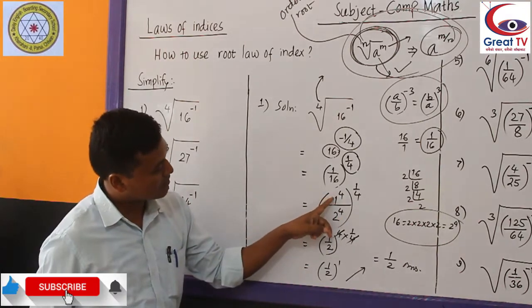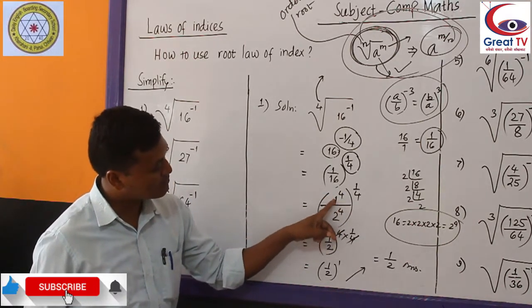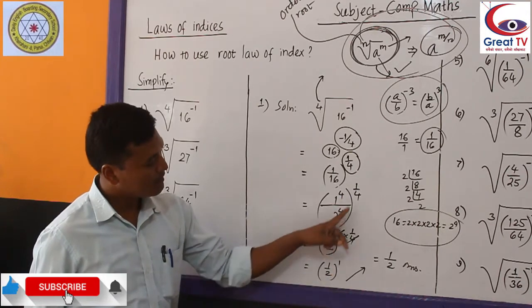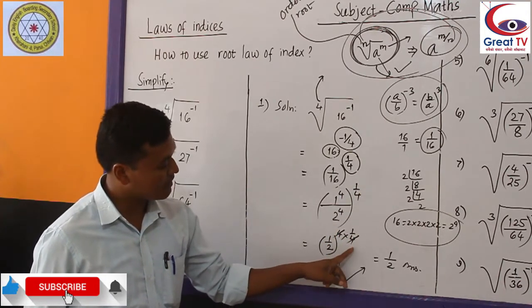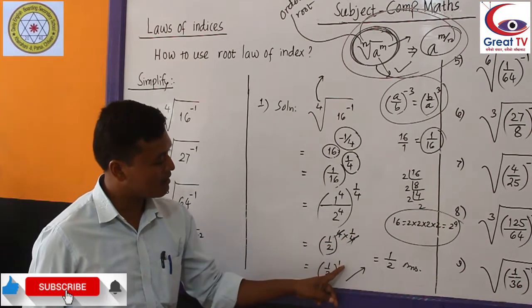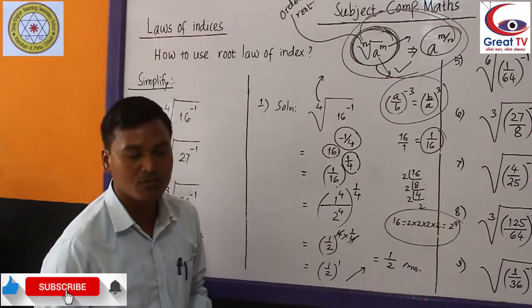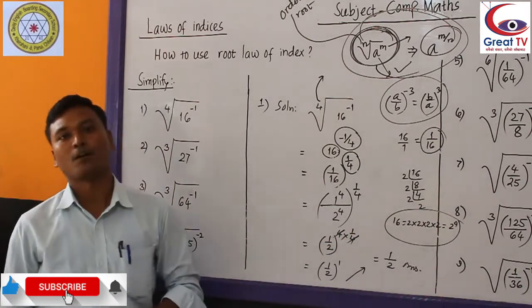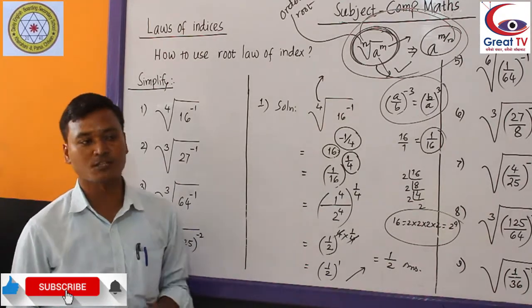Then we express them, we wrote 1 and 2 having equal powers. We wrote them into a single power, into 1 upon 4. 4 and 4 cancel. 1 by 2 has the power 1. 1 by 2 to the power 1 is equal to 1 upon 2. I hope you have understood this example.